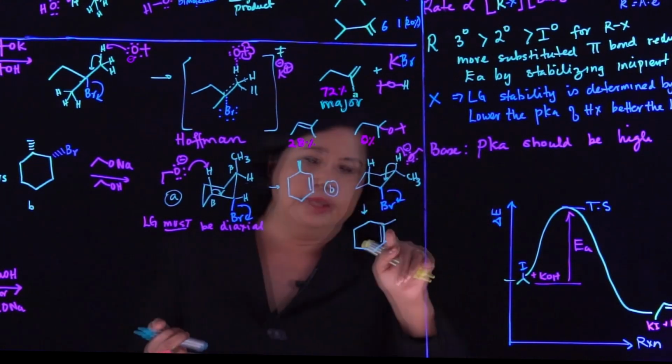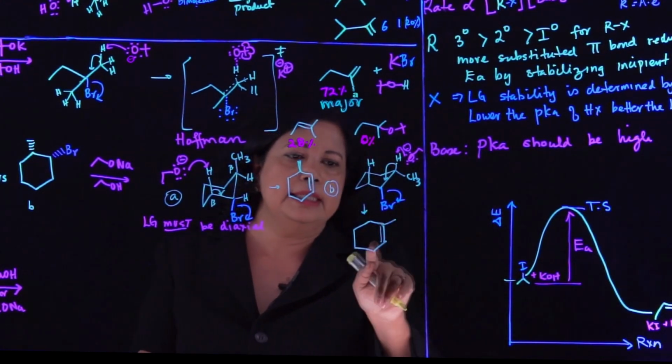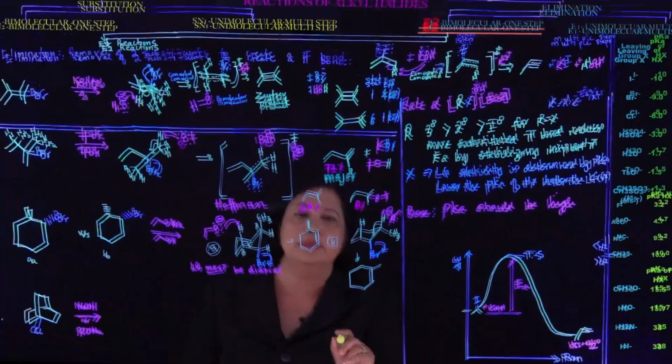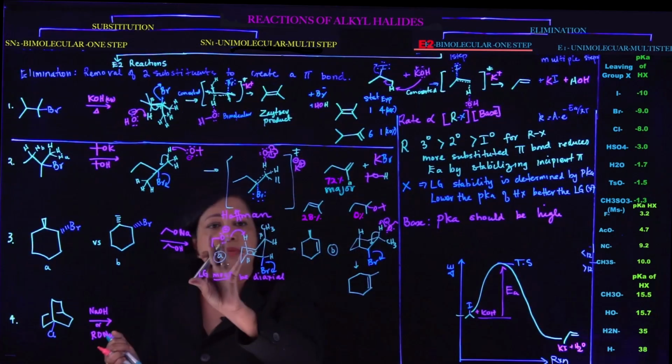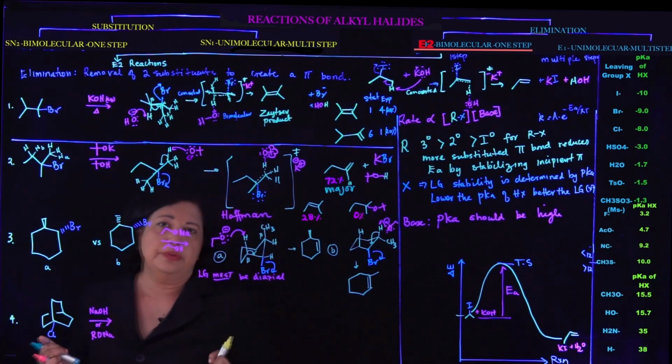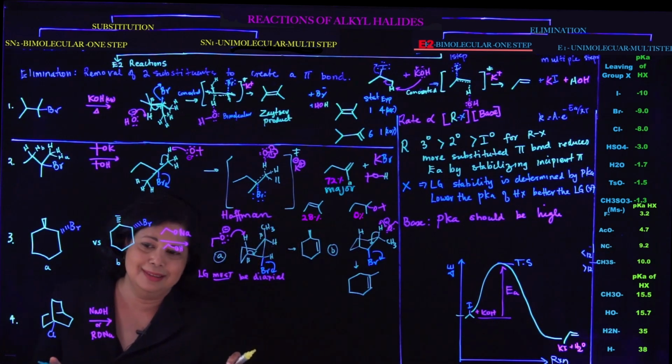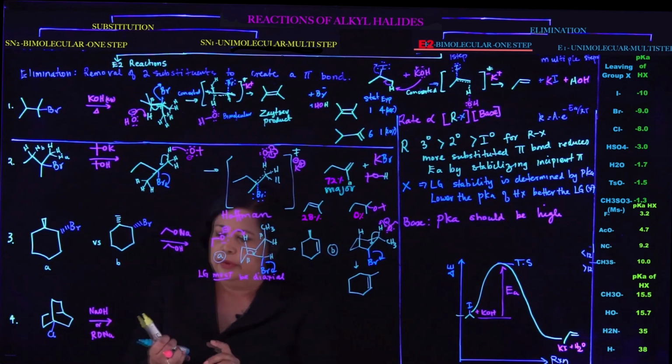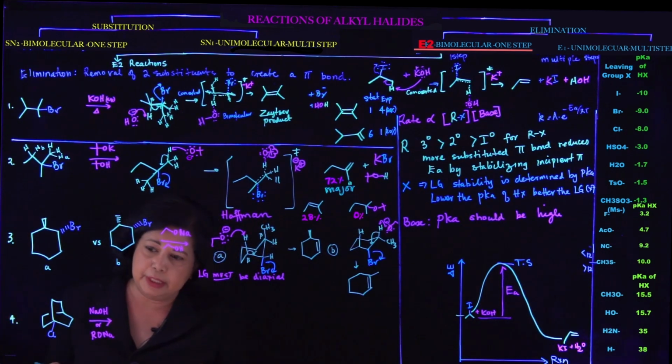Okay, so this is more stable because it's tri-substituted. This is di-substituted. However, as we said before, because of the diaxial constraint, there is no other choice for that. That's your major product. One little thing before we wrap up E2.